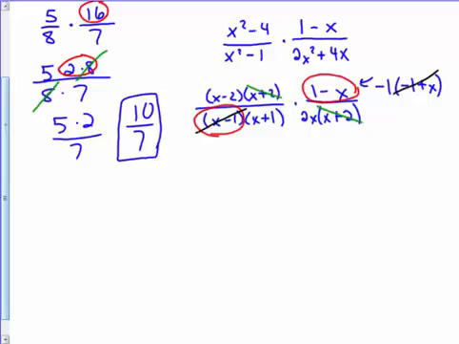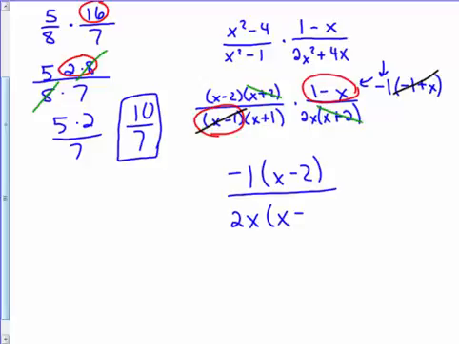What am I left with on the top? Negative 1 times x minus 2. On the bottom, 2x and x plus 1. At this point, you could leave it like that, or if you wanted to put the negative back into it on the top, you could, and write it as negative x plus 2 all over 2x times x plus 1.